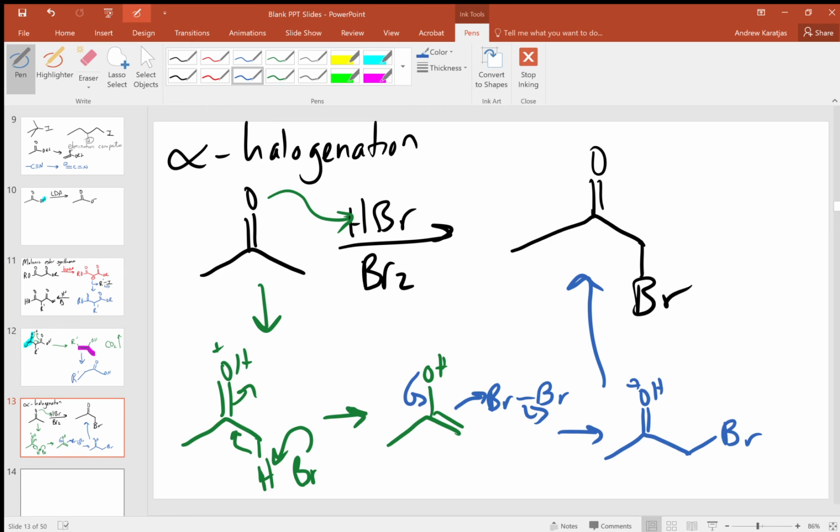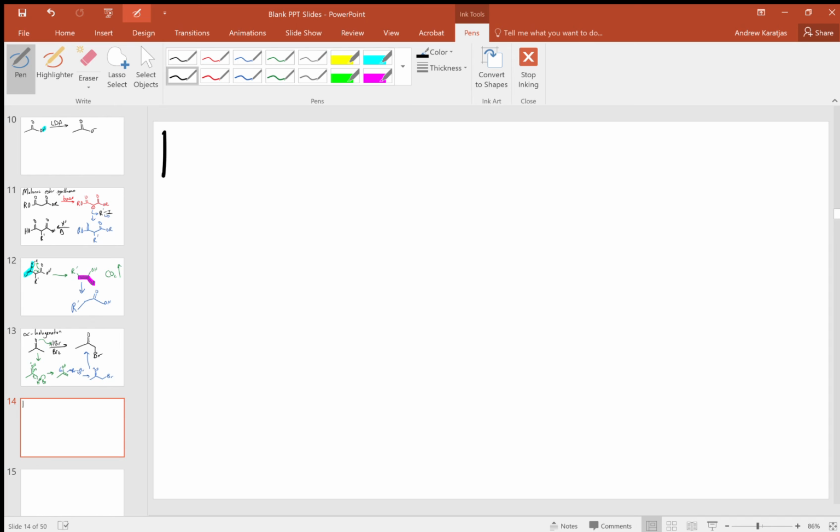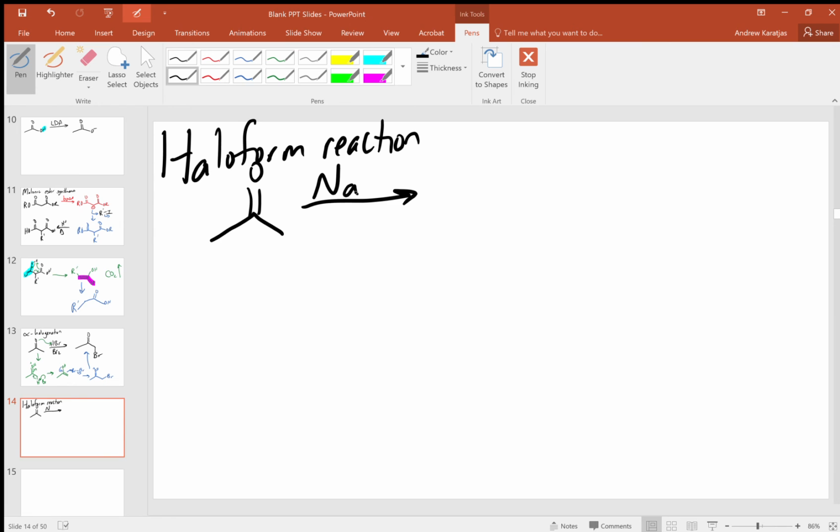So why is it that we have to use acidic conditions here? Why can't we use basic conditions? Well, it turns out if you use basic conditions, you actually get a completely different reaction. So what reaction do you end up with base? You end up with a reaction known as the haloform reaction. So the haloform reaction uses sodium hydroxide and bromine.